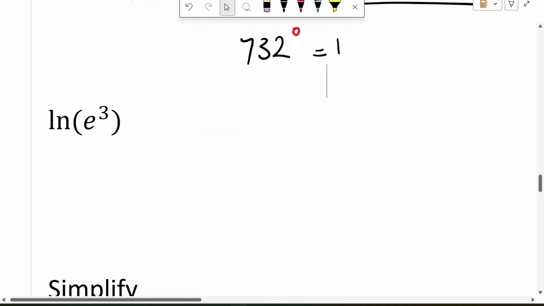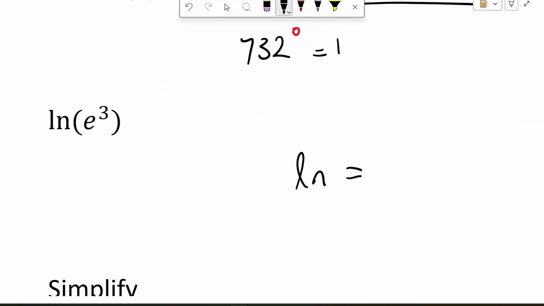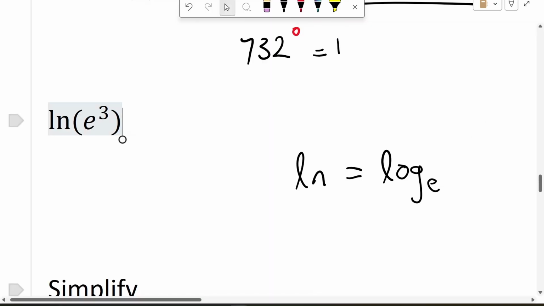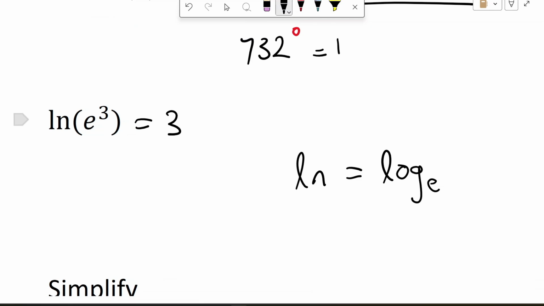Now, ln, if you ever see that written, this is the same thing as writing log in base e. And if you recall, e was a very special number. e to the power of 1 is 2.718. So log of e cubed is 3 because, well, e to the power of 3 would give you e cubed.